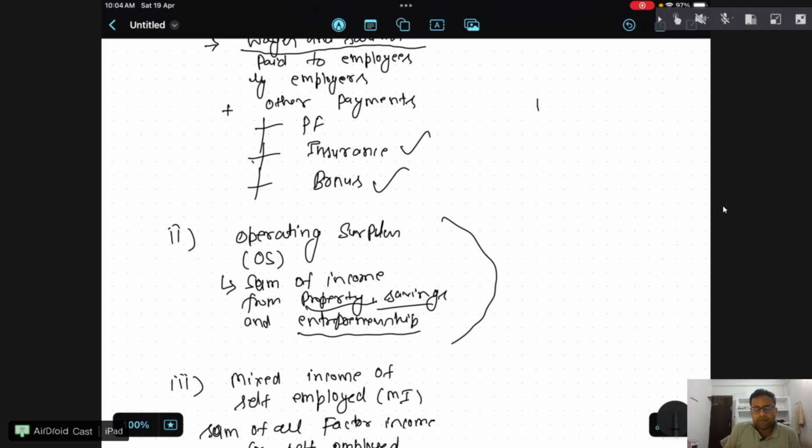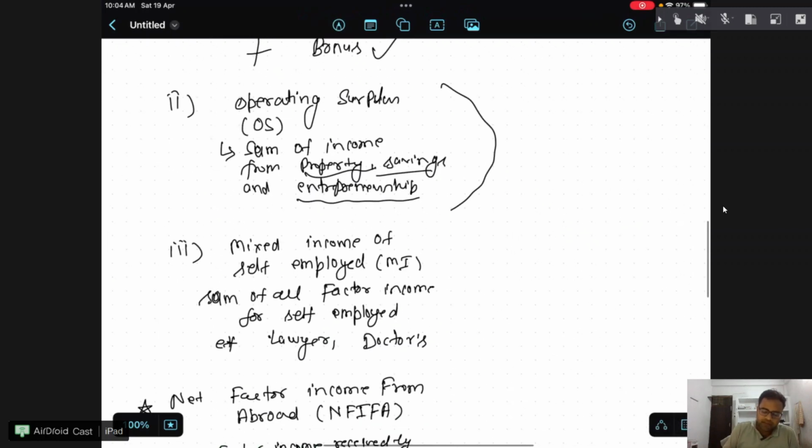The third type of income which households generate is known as the mixed income of the self-employed. There are many persons who work in firms and institutions and generate income there, and also earn money through self-employment. For example, lawyers work in a corporate or institution, generating factor income, but they are also self-employed. The income they generate through self-employment, we categorize in the mixed income category.